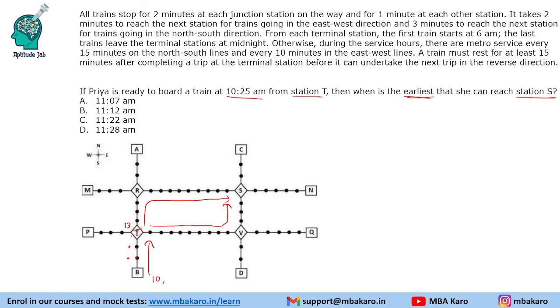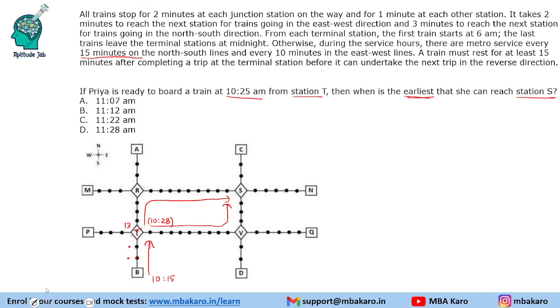Now north south, every 15 minutes the trains leave. So the train that leaves at 10:15, she will catch at 10:28. So if she catches the north south train, she will catch it at 10:28.